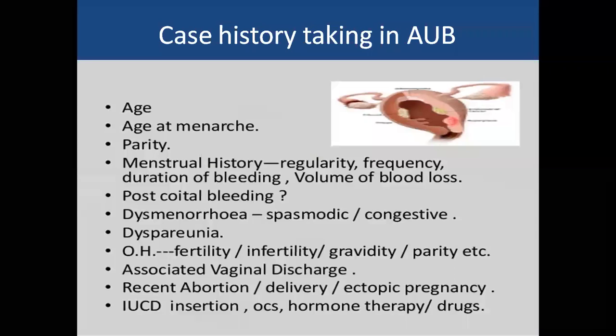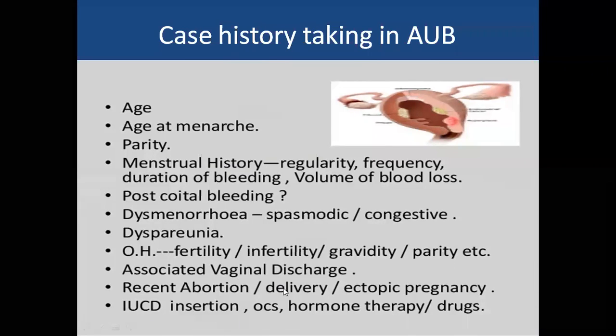Sometimes the patient might have undergone MTP, then simultaneously they might have done tubectomy. So MTP plus tubectomy, like that you have to write, because we heard that post ligation syndrome is one of the causes of AUB. Then any associated vaginal discharge.